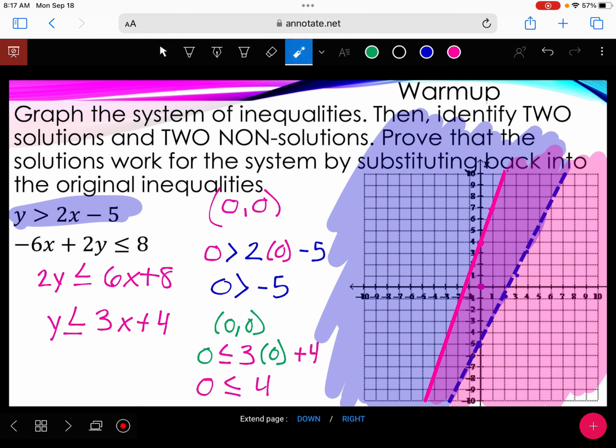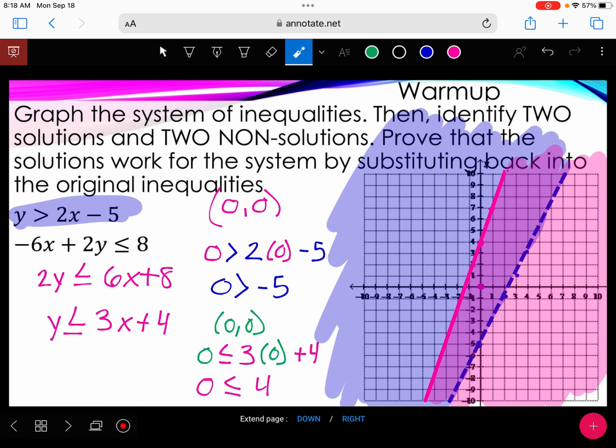So tell me a point that is a solution to the system. 1, 2, right there. Absolutely is a solution. Tell me another one. 0, 0. Absolutely a solution to the system. Tell me a point that is not a solution to the system. 7, 8. 7, 4. -7, 0. Those are all not points.